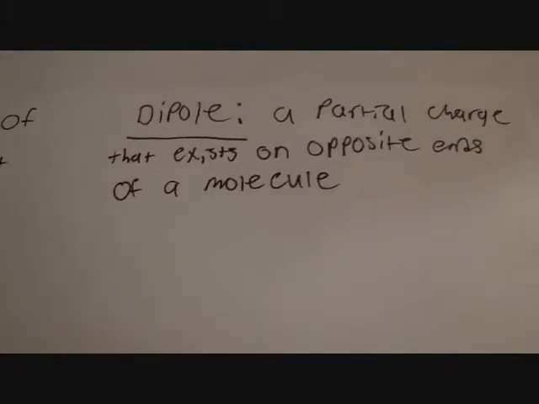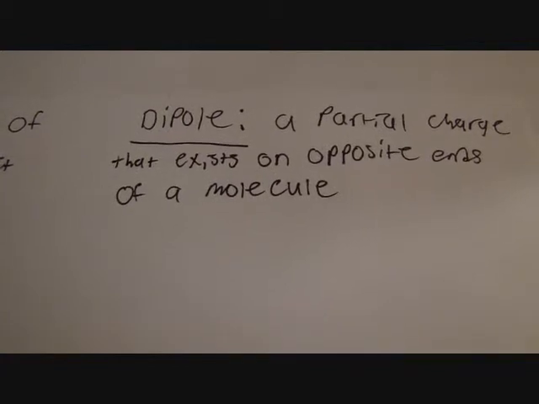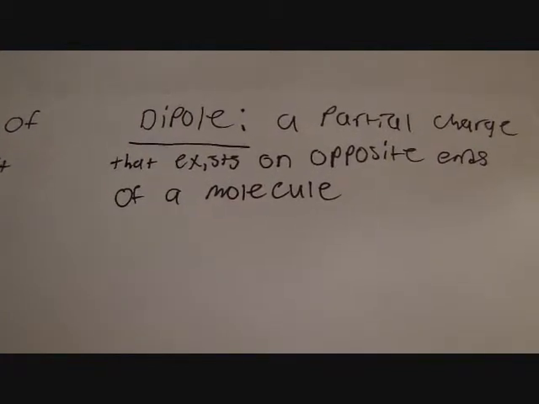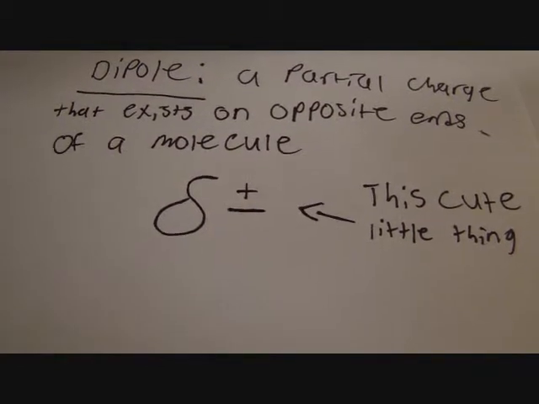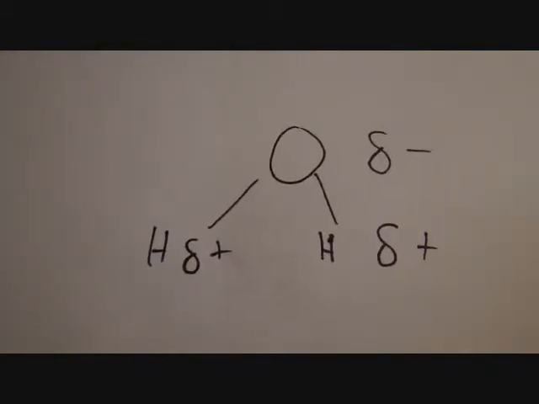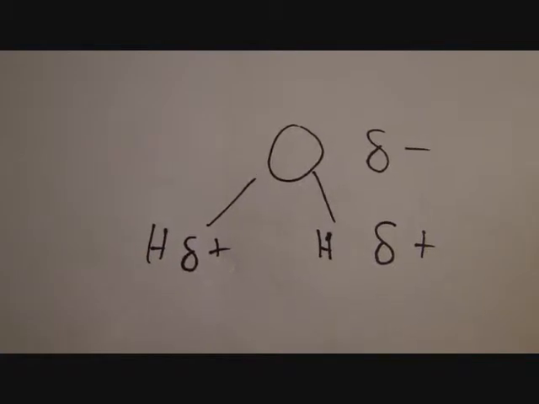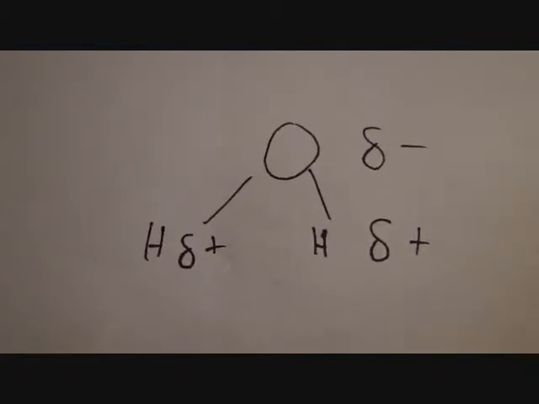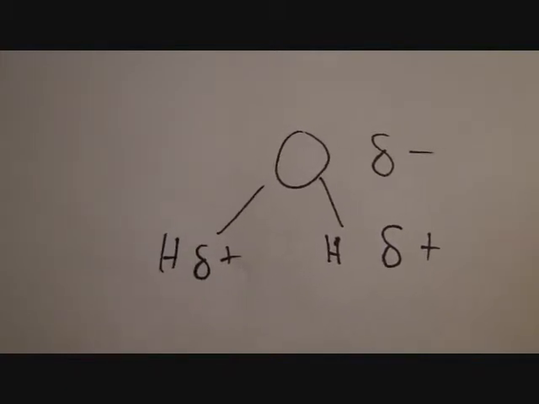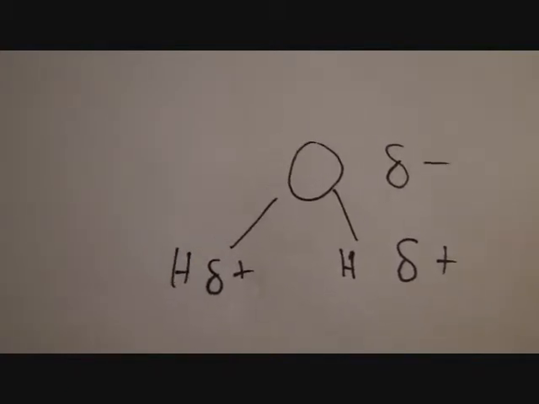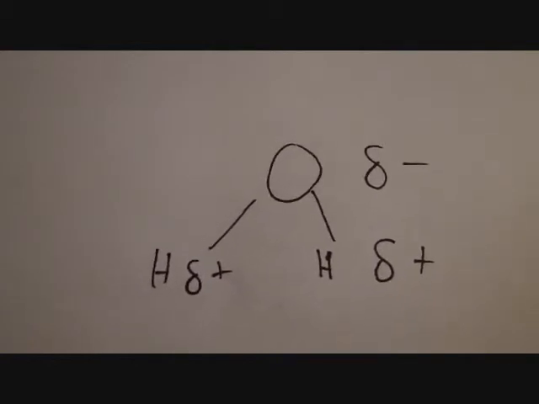Because water is a polar compound, it has dipoles, which are partial charges that exist on opposite ends of the molecule. Dipoles on a polar compound are indicated using this symbol. When we look at the dipoles on a water molecule, it can be seen that oxygen carries the negative dipole, while the hydrogens carry the positive dipoles. This is because oxygen has the greater electronegative charge, while hydrogens have the weaker electronegative charges.